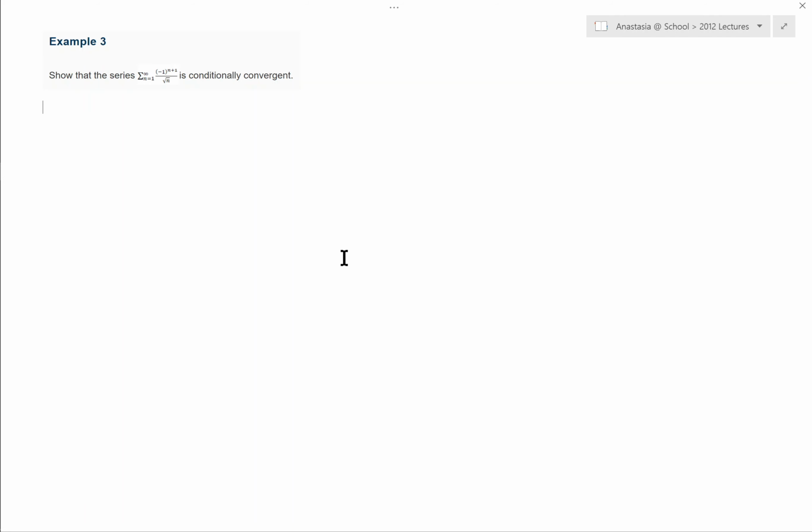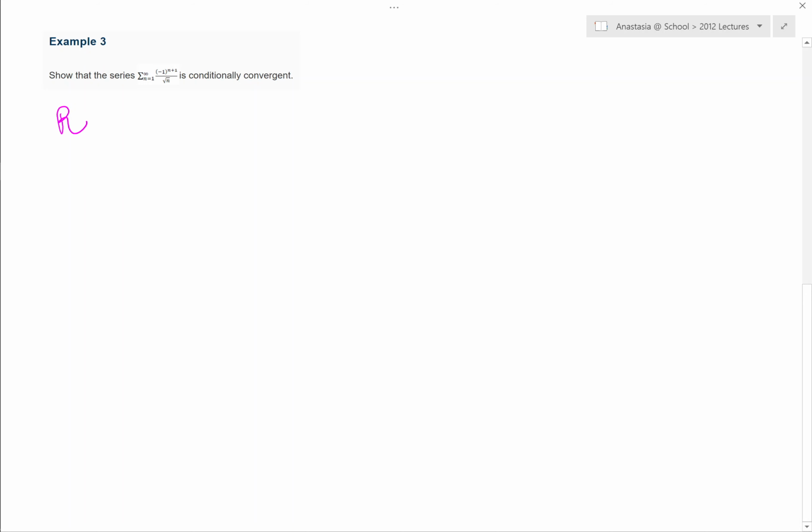Hello, in this video we are working through example 3 in section 8.4. Specifically, we're on day 2 of 8.4, so we're talking about absolute convergence. In example 3, this says to show that the series, the sum from n equals 1 to infinity of negative 1 to the n plus 1 over the square root of n, is conditionally convergent.